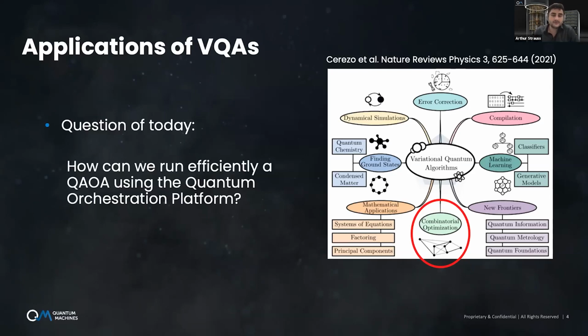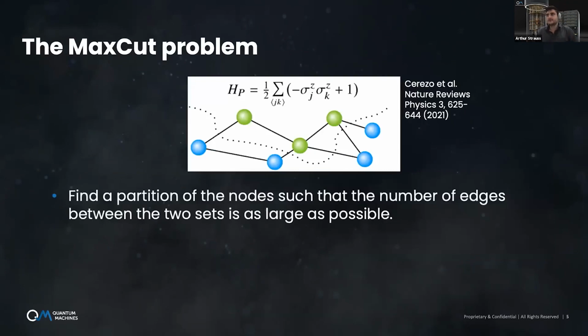And I basically want to show you very concretely how we can leverage the full architecture of the Quantum Orchestration Platform to actually run such an algorithm. And you'll see that it involves, as any hybrid classical quantum algorithm, lots of communication between the classical and quantum resources. And the QOP is an ideal candidate to do those communications. So first, a bit of context.